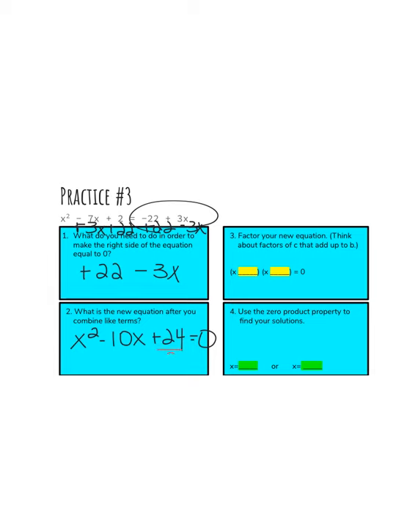So factors of c that add up to b. So positive 24, it's going to multiply with a positive 24. And it has to add up to -10. I'm thinking -6 times -4 would be good. So x minus 6 and x minus 4 are two factors. Zero product property, set those both equal to 0. When we solve, we will get positive 6, positive 4. Those are our solutions.